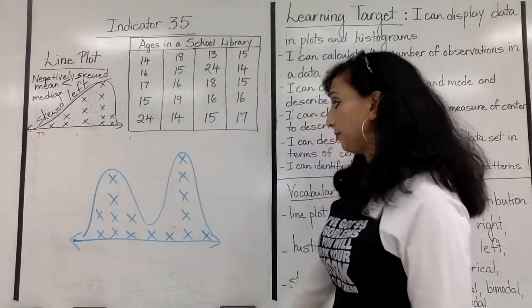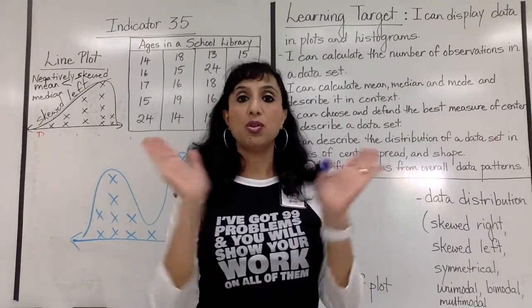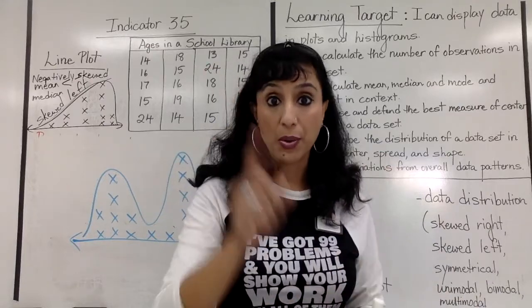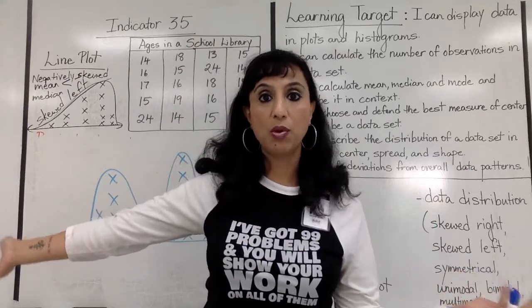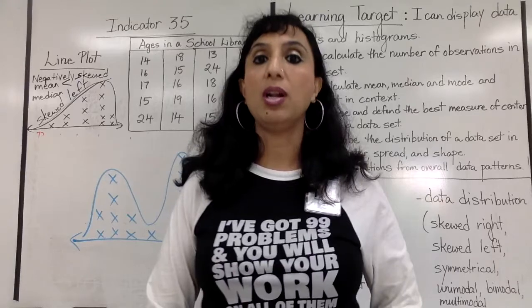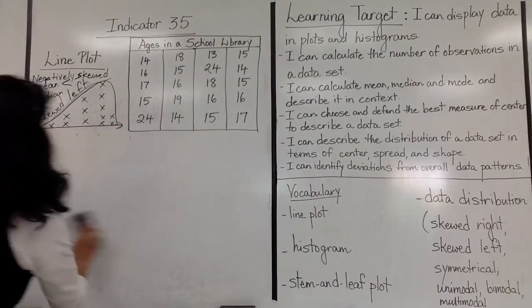And symmetrical means both sides are identical. Most graphs are normal, which is like a unimodal, one mode, and it goes up and then it comes down. Okay, that's what most graphs are like. But you can also have bimodal and multimodal graphs. Okay, so this is just showing you the distribution.